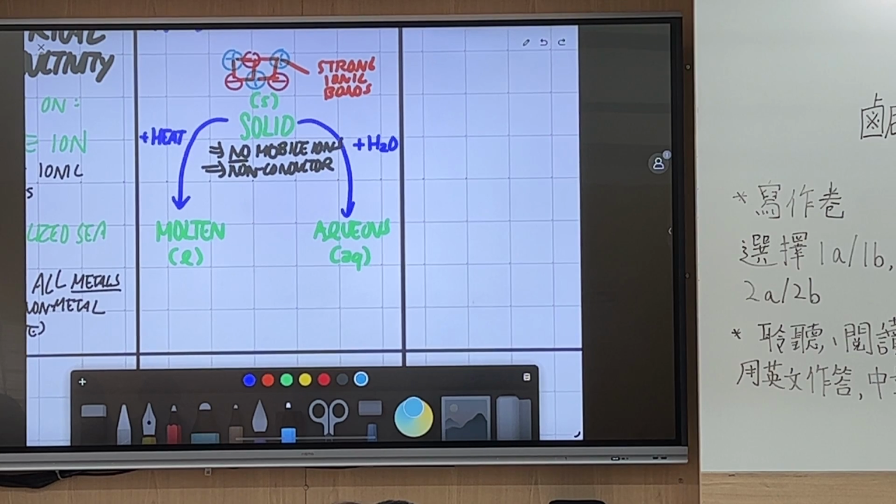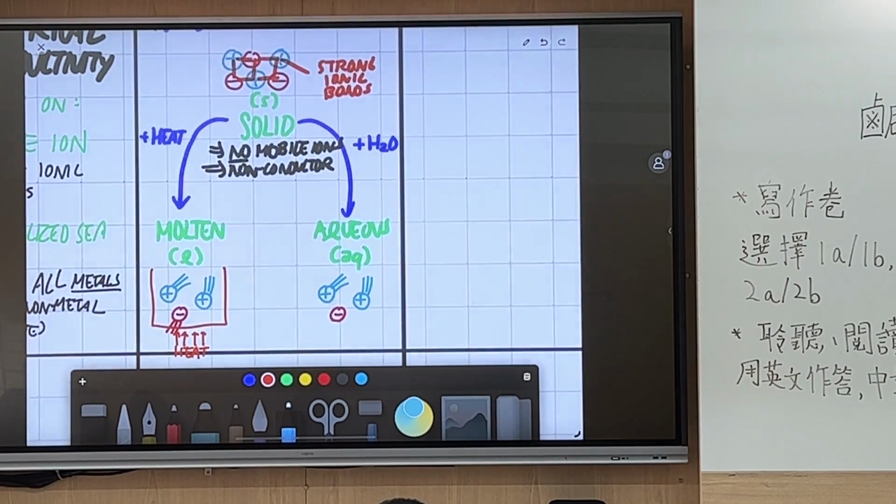So what do you find in these two states? So on the left, yeah, you will have a bunch of mobile ions, but this has to be heated. So you need to keep heating it to keep them in this state. And on the right, you will also have mobile ions, but you don't have to heat it. You only have to add water, and then they will remain in that state.